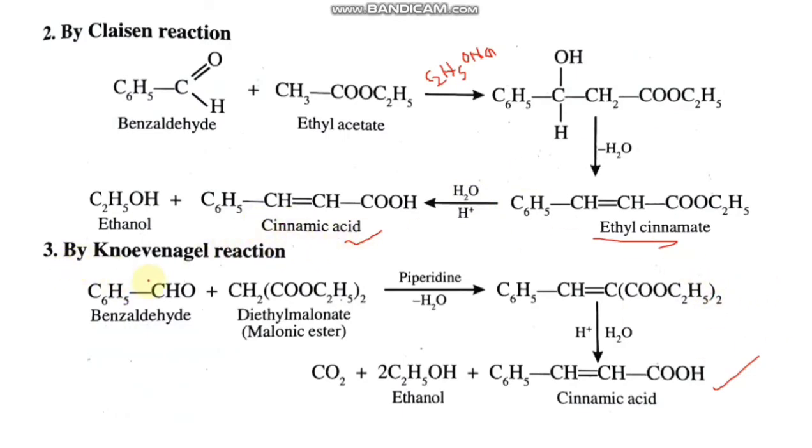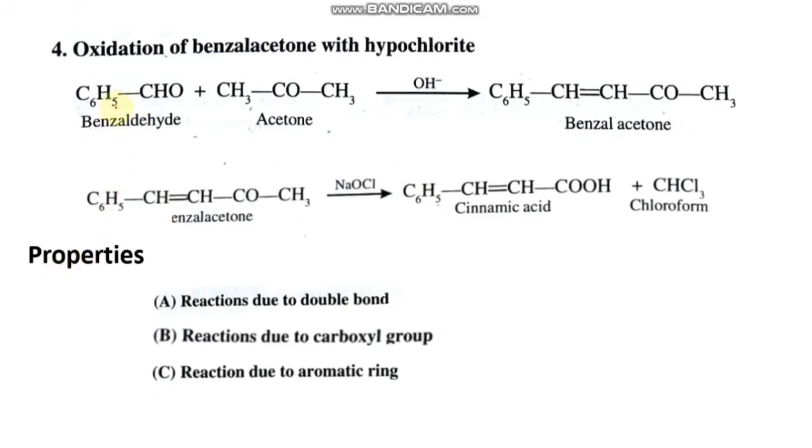Then third one, by Knoevenagel reaction. In this reaction, benzaldehyde is reacted with malonic ester in presence of a base. Generally we use piperidine. Followed by acidification, we will get cinnamic acid. Then fourth one, by the oxidation of benzalacetone with hypochlorite. This benzalacetone, C6H5CH=CHCOCH3, can be prepared by the reaction of benzaldehyde with acetone in presence of a base. This benzalacetone can be oxidized with sodium hypochlorite. We will get cinnamic acid and chloroform.